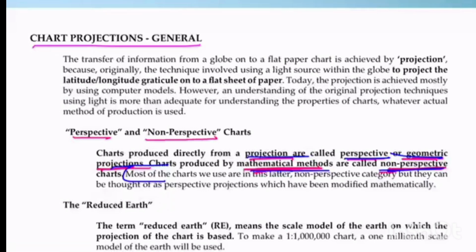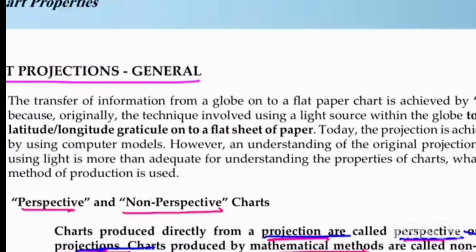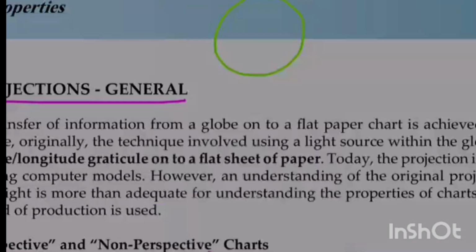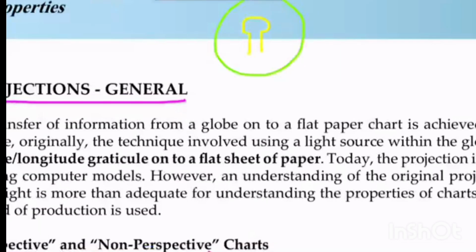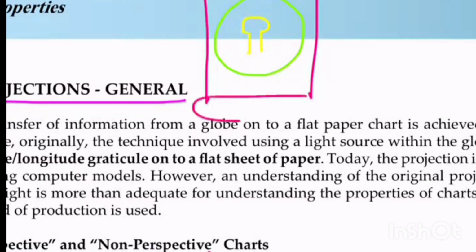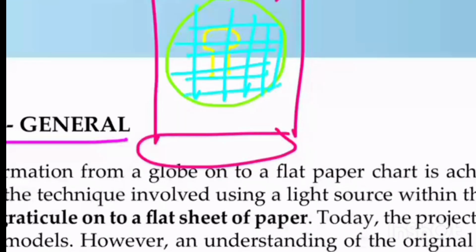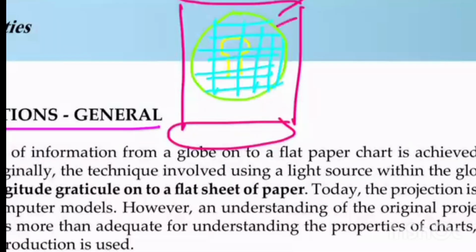So in olden days, how did they prepare the chart? They took a small globe, a model of the Earth. They put a light source inside, and they covered this with a flat sheet of paper like this. Now, when this light glows, we get the graticules. What is a graticule? A network of meridians, anti-meridians, longitudes, and parallels of latitude. This light source will cast a shadow on this paper of these meridians, latitudes, etc.